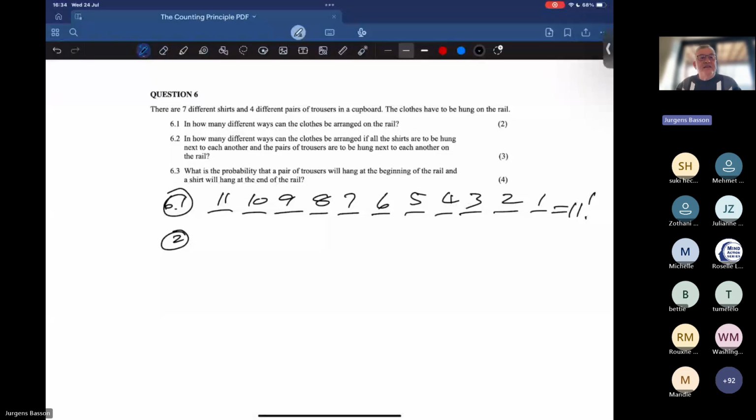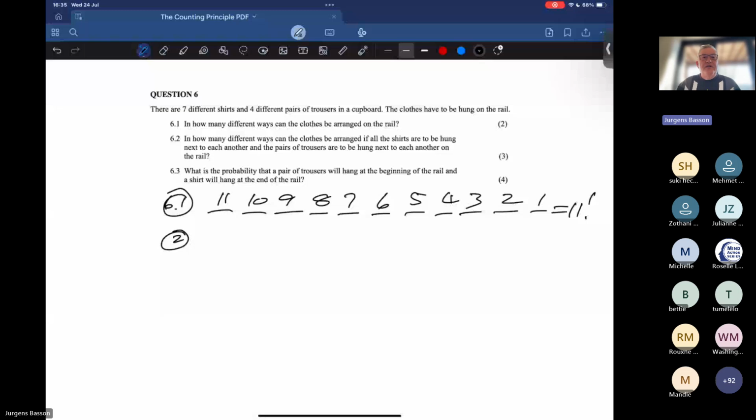they say to us, in how many different ways can the clothes be arranged if all the shirts are to be hung next to each other and all the pairs of trousers are to be hung next to each other on the rail? So I hope you will agree. When I read this, and I have grade 12s in front of me, I will ask, do you agree it's grouping? How many groups? And this one has 2 groups. You see, it's very clear.